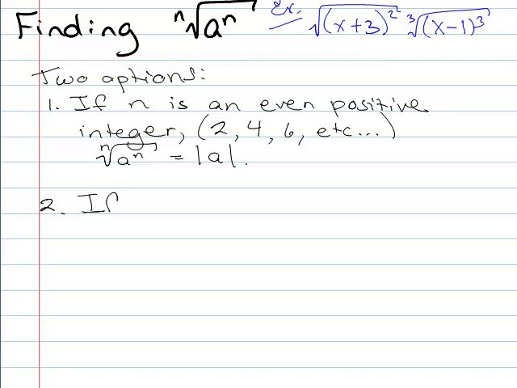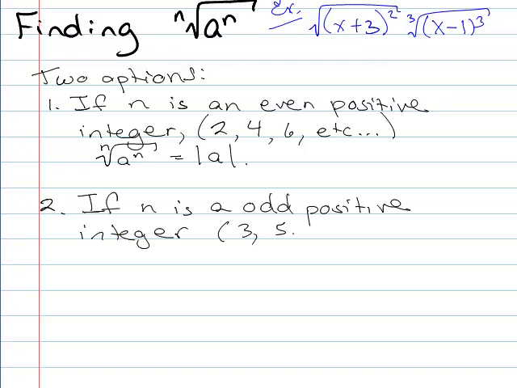On the other hand, if n is an odd positive integer, and that's pretty much starting with 3. We have 1, but it's kind of a silly case. So 3, 5, 7, 9, like that. Then the nth root of a to the n is just a.